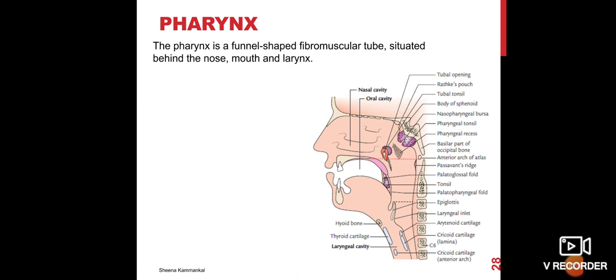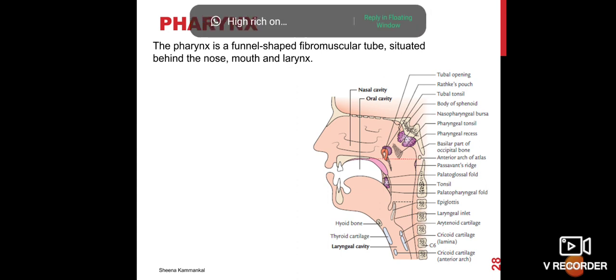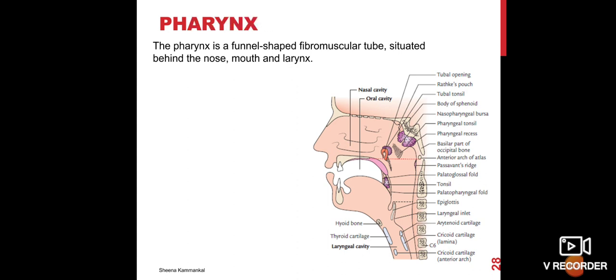Pharynx is a funnel shaped fibromuscular tube which is situated behind the nose, mouth, and larynx. That means the extension of the pharynx is from the nasal cavity till the larynx. So it is a fibromuscular tube which is very close to the vertebral column. This continues down as the esophagus. So this is the first tube that comes in front of the vertebral column.